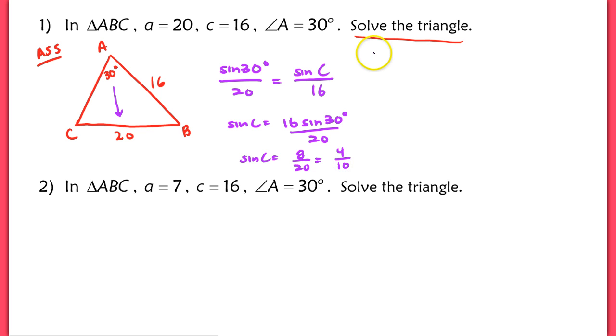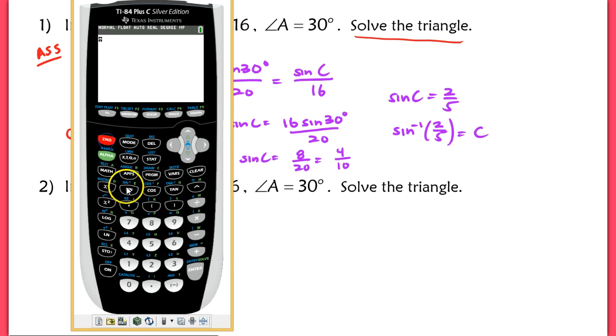I can plug that into my calculator now. If the sine of C is equal to 2/5, let's take the inverse sine of 2/5 to isolate C. On our calculator, we type in the inverse sine of 0.4, and we end up with 23.57 degrees.